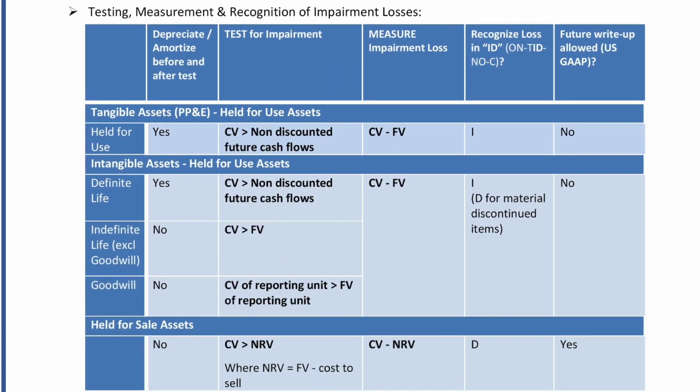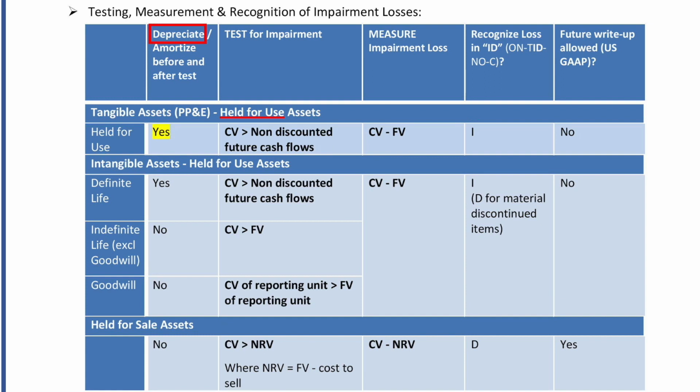Now we've got a lovely table out here, where first we're looking at tangible assets, that's property, plant, and equipment, underlined held for use assets. Now on the second column, put a box around depreciate. Now for held for use assets, the answer is highlight yes. You have to depreciate it before you run your impairment testing.